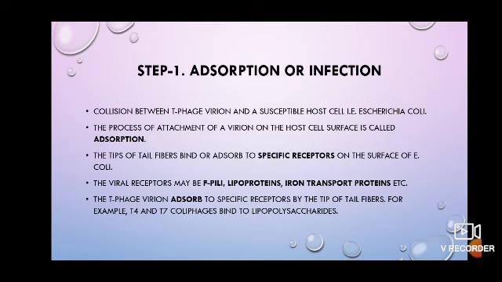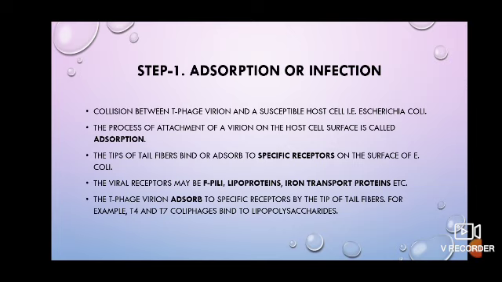Now the lytic cycle begins with a collision between the T phage virion and a susceptible host cell. That is the E. coli cell, Escherichia coli cell. The process of attachment of a virion on the host cell surface is called adsorption. The tips of tail fibers bind or adsorb to specific receptors on the surface of E. coli. So the host bacterial cell will have some specific receptors onto which the viral particles come and bind.